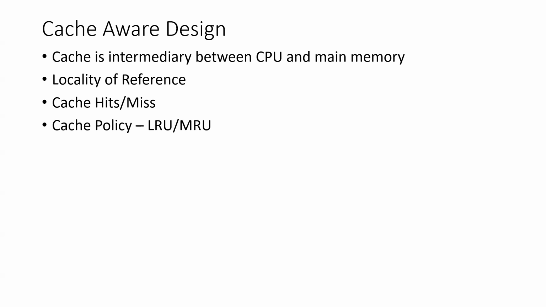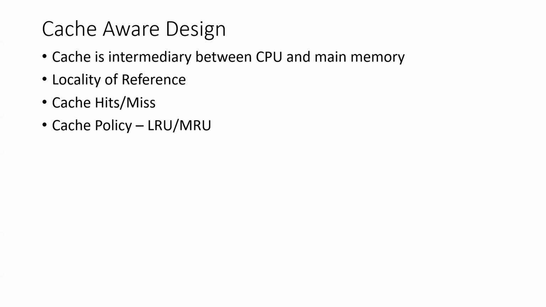Now, a cache hit or miss. When a CPU needs to retrieve data, it initially checks the cache memory. If the data is present in the cache, it is referred to as a cache hit. On the other hand, if the data is not found in the cache, it results in a cache miss. In these scenarios, the CPU has to access the main memory to obtain the data.